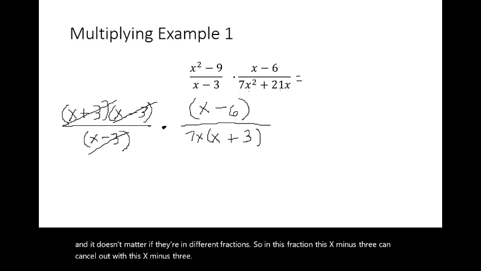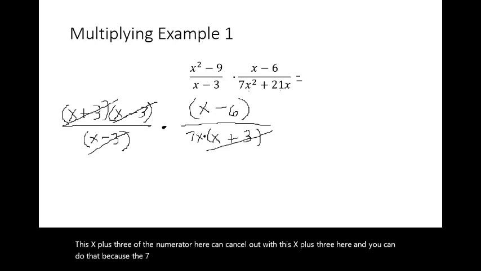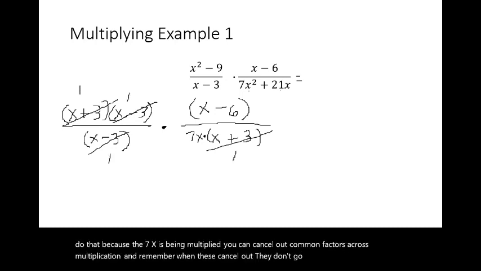This x plus 3 in the numerator here can cancel out with this x plus 3 here, and you can do that because the 7x is being multiplied. You can cancel out common factors across multiplication. And remember, when these cancel out, they don't go away, they become 1. So let's multiply what's left over.